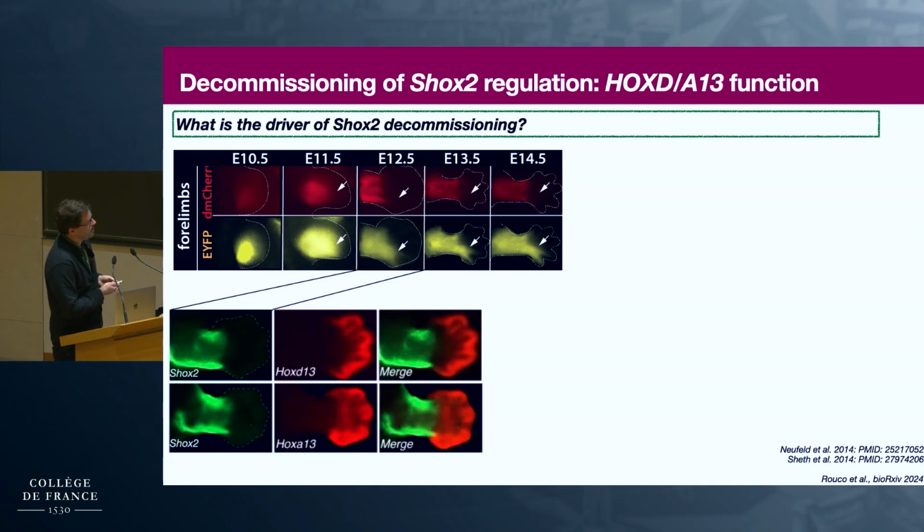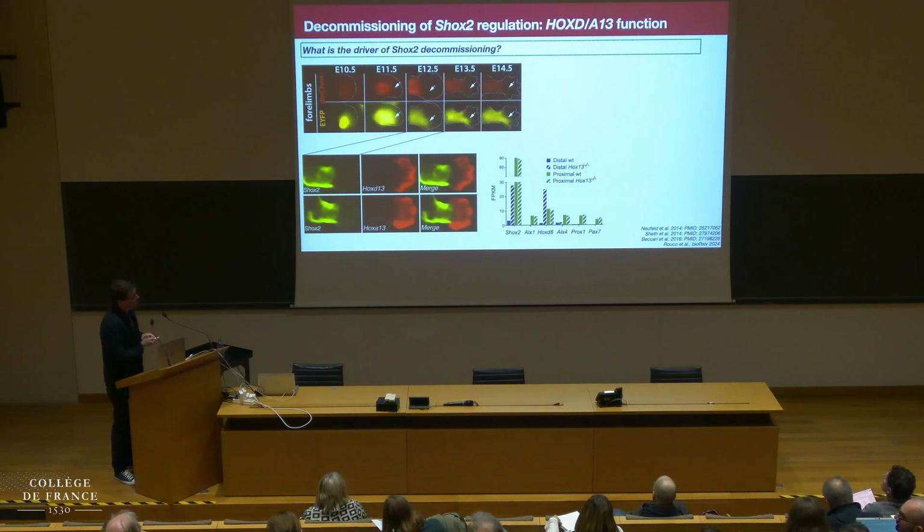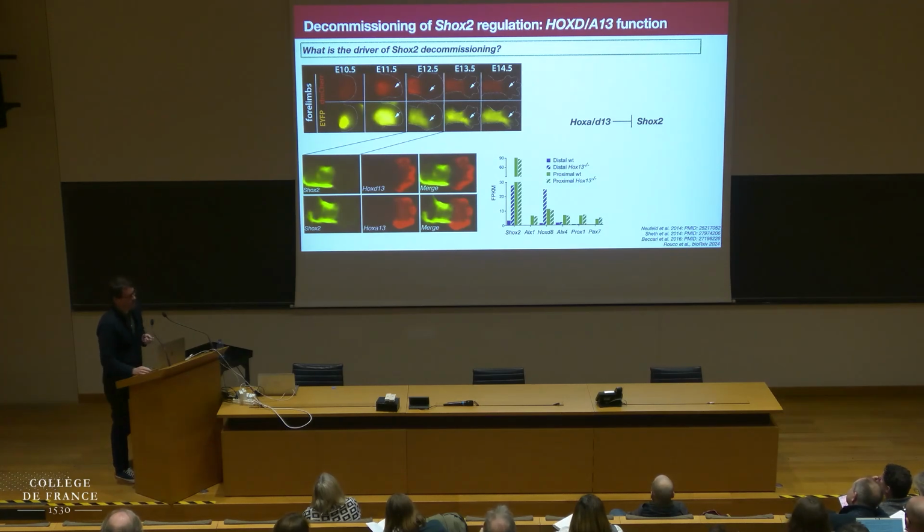And obvious candidates are the HOX13 group genes. SHOX2, you can see, is expressed here in the proximal part, and HOX13 has a purely antagonistic expression domain. If you merge, you will see really the border between the two domains. So it's very likely that HOX13 is actually repressing SHOX2. And in fact, there are several reports that show that it is indeed the case. If you take a limb and you remove all HOX13 group proteins, you will see SHOX2 being increased quite dramatically in the distal limb. And so our hypothesis is that what drives this decommissioning might be HOX13, right?